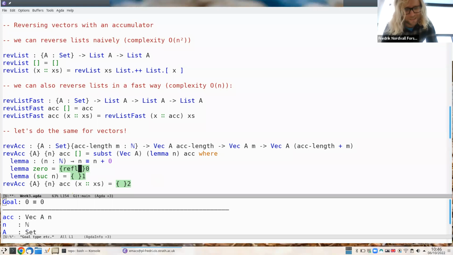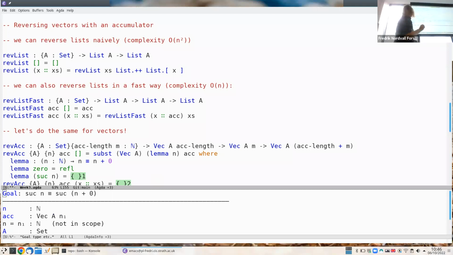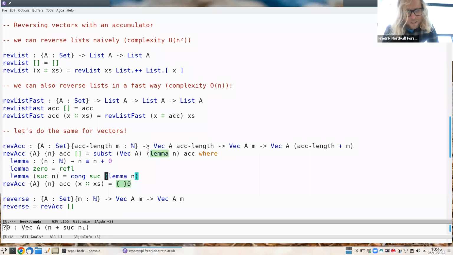We have the step case, which looks very much like anything you've seen. It's suc of something on both sides. Problem: suc. And then it looks exactly like a recursive call. So we do a recursive call. Okay, so that fixed up the type of that. See if we can do this case.